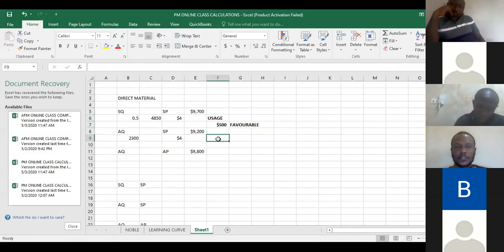Can you see it now? Okay, so the next thing is my price variance. As always, it will be my top minus bottom. So it will be equal to the top minus the one below it. That gives me my figure, and that's negative. So that is adverse.